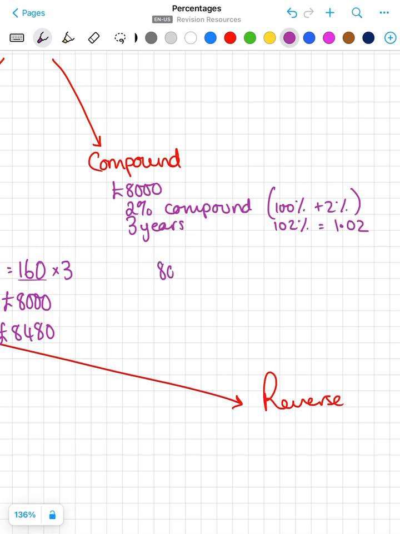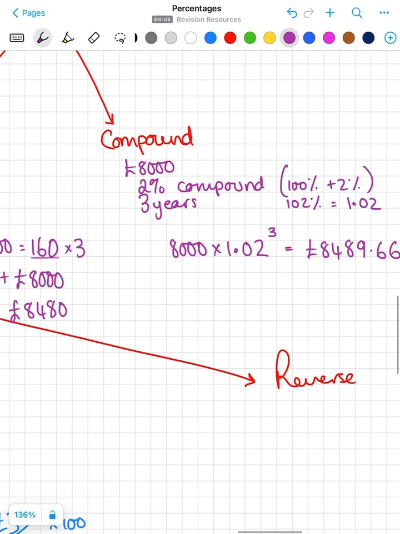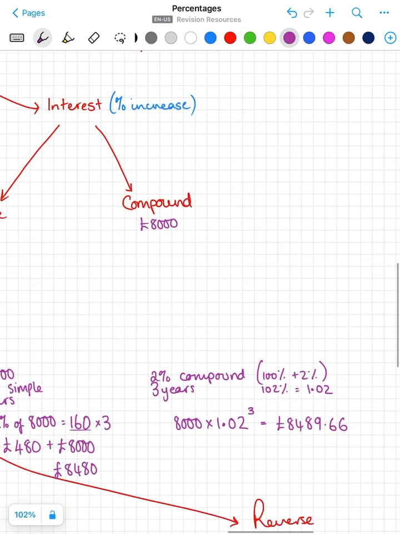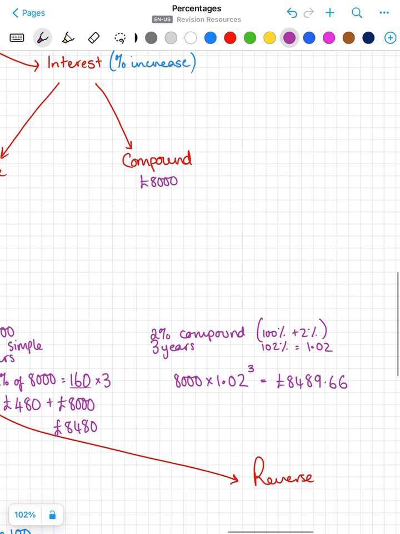So £8,000 times 1.02 is the amount of money in the account after 1 year. I want 3 years, so I raise that to the power of 3. And we pop that in the calculator. And we get £8,489.66. So typically you are better off with a bank account that offers compound interest.